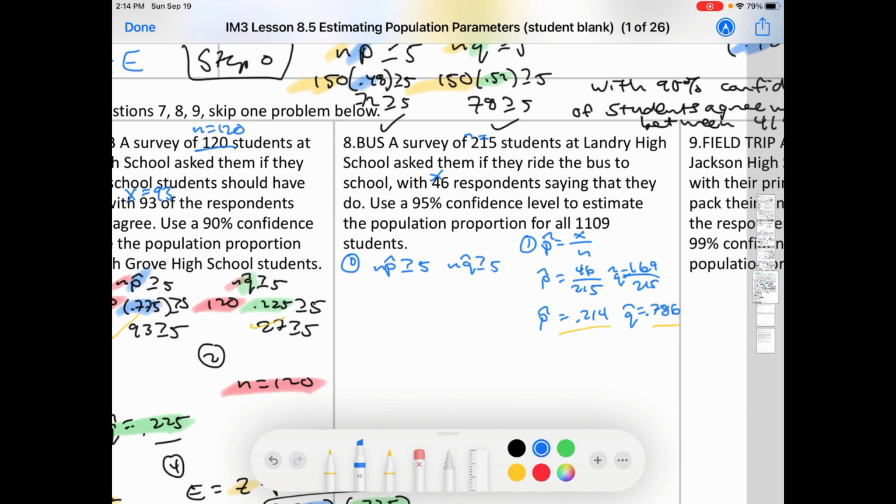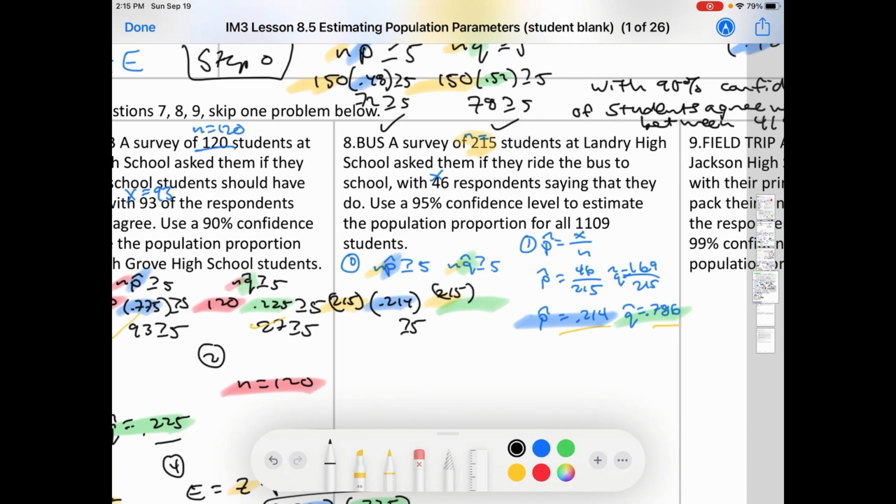So I can take this number, put it right here. Q hat, take that number, put it right here. N value, 215. And let's just fill it in here. 215 times 0.214. Is that greater than or equal to 5?